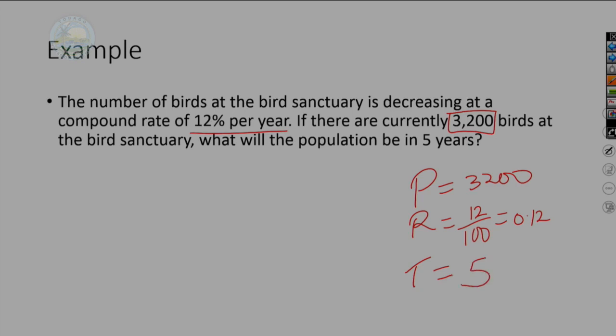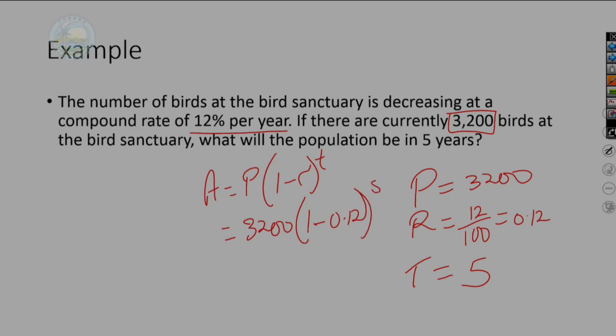So now we use our compound formula. A will be equal to P(1 - R)^T. So then that becomes 3,200(1 - 0.12)^5. That becomes 3,200 times 0.88 to the power 5. And then this is where we will take out our handy-dandy calculators.